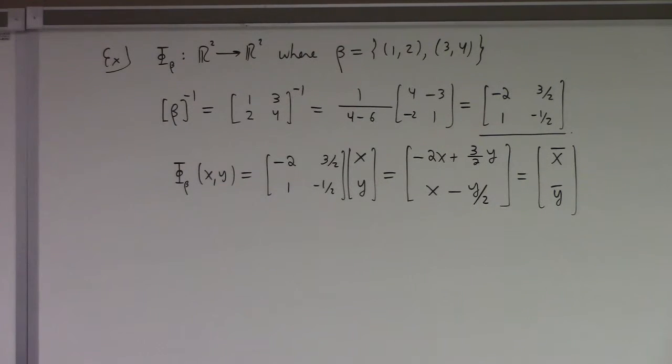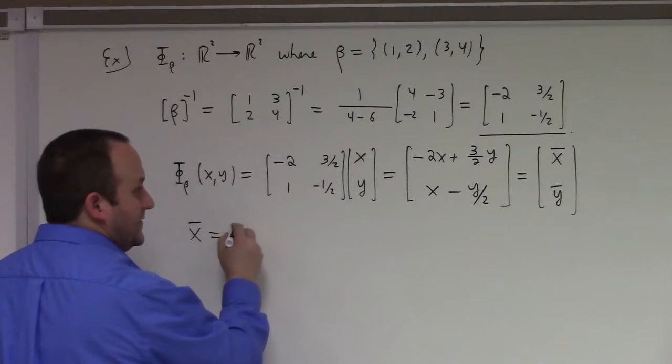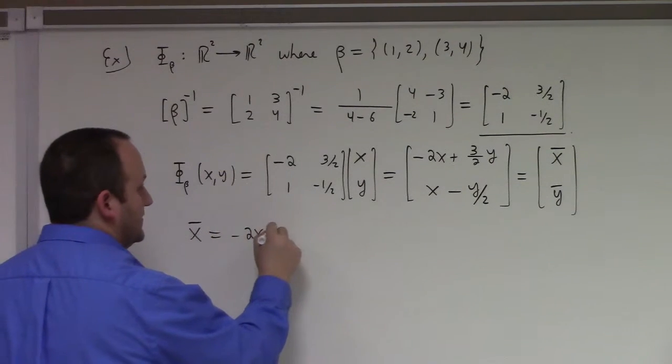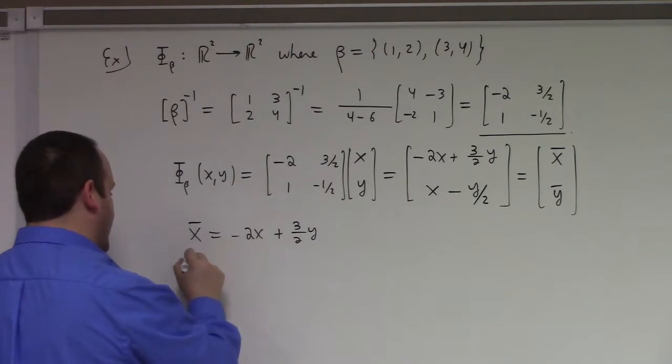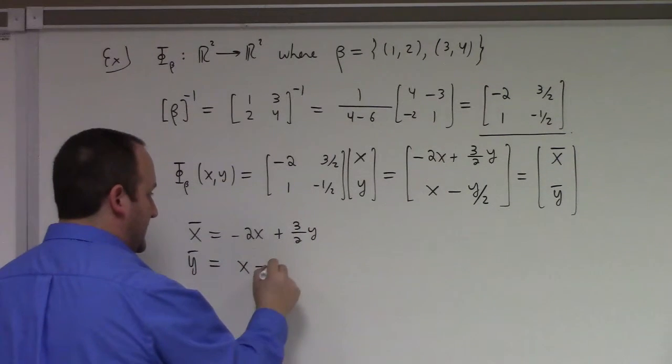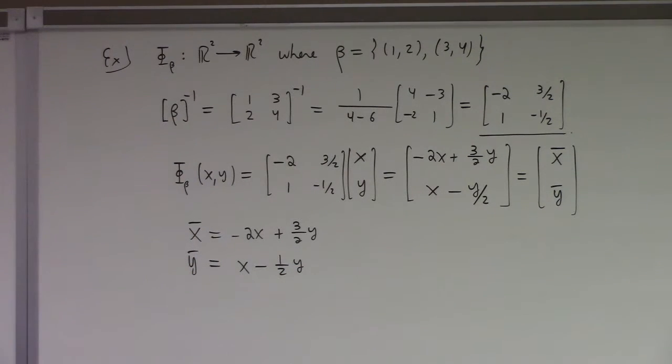So that's the coordinate map here. Let me just take a second to say what this means. So you could even write it this way. X bar is minus 2x plus 3 halves y, and y bar is equal to x minus 1 half y. These are the formulas for the coordinate change from the Cartesian coordinates to this non-standard coordinate system.